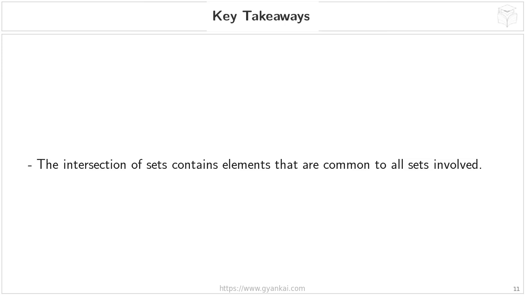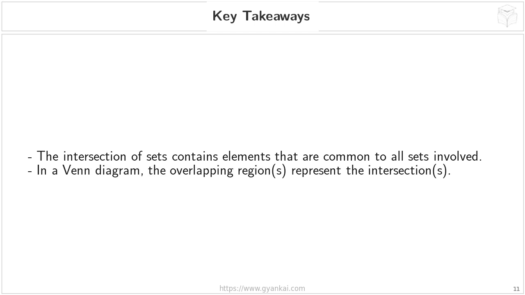Key takeaways. First, remember that the intersection of sets, and that's finding the elements that are shared between all the sets, contains only those elements that are common to all the sets involved. So, if you're looking at sets A, B, and C, the intersection will only include things that are in A and B and C.